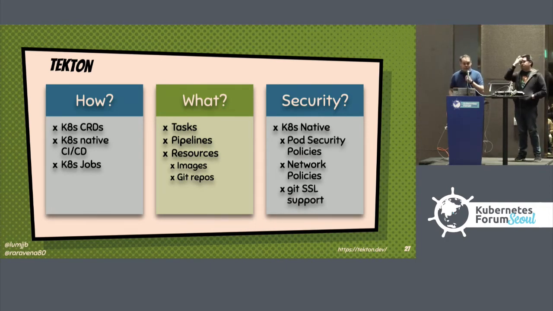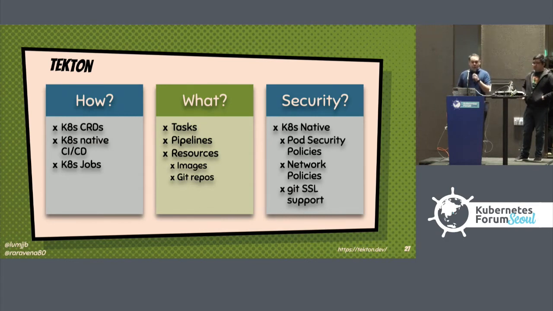The CRDs are basically pipelines and tasks. So in pipelines, you can have multiple tasks, and inside those tasks, you can have multiple resources that are specifically designed for pipelines. Examples of that are images and Git repositories, container images. And if you want to add more security, you can use some of the native Kubernetes mechanisms like pod security policies, network policies, and if you want to pull a repository securely, you can use the SSL support in Git.